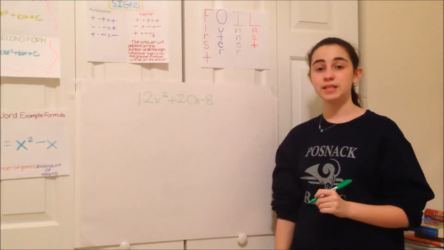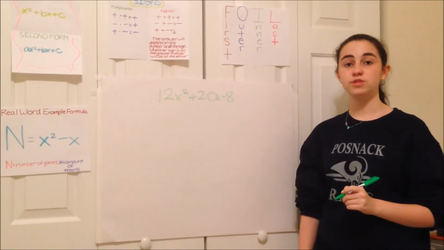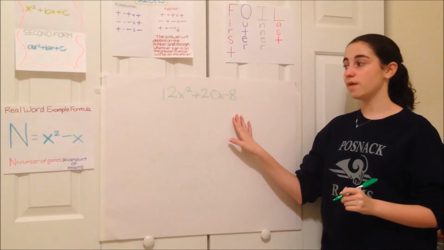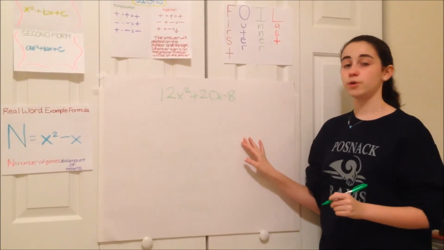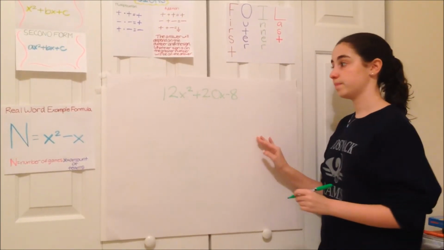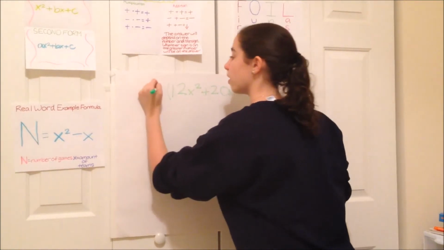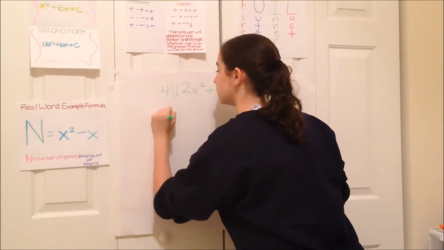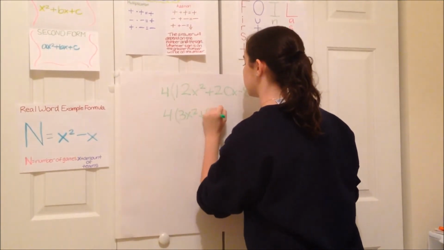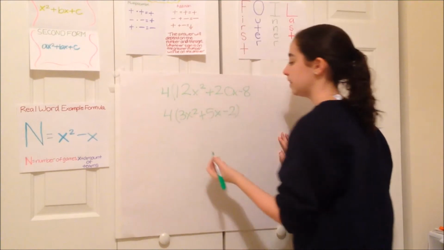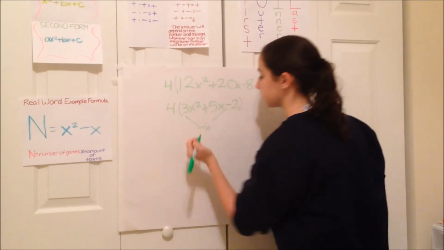Now that I've demonstrated this form, pause the video and try this review problem. When you're finished, play the video and check to continue. The problem is 12x squared plus 20x minus 8. The first step you're going to do is look for the GCF of the problem. In this problem, the GCF is 4. So you're going to pull the 4 out of the problem. That is going to leave you with 3x squared plus 5x minus 2. Then you're going to multiply the negative 2 and the positive 3 to get negative 6.